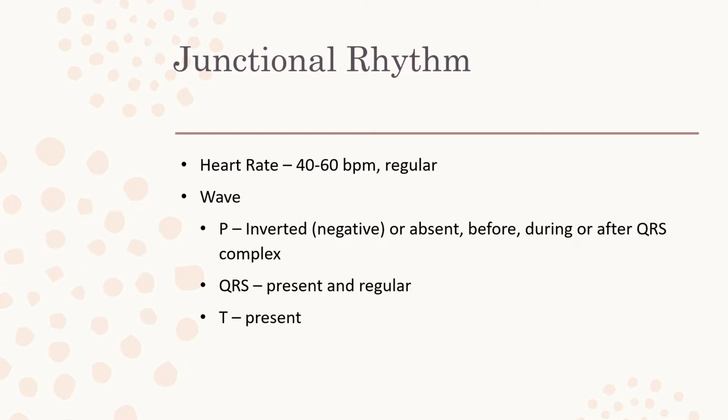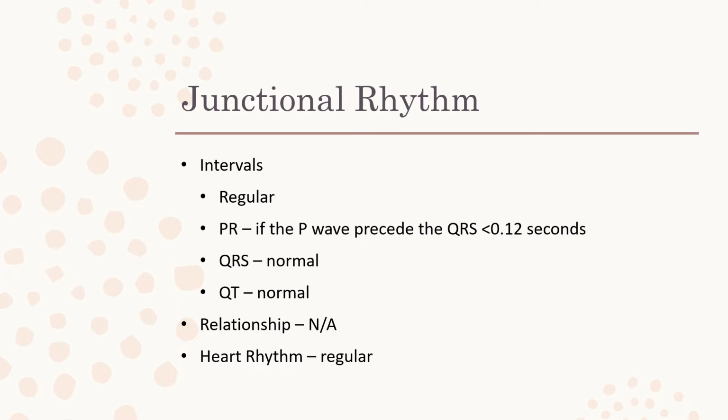So the characteristics of junctional rhythms: the heart rate is 40 to 60 beats per minute, and it's regular. In terms of the waves, the P wave can be an inverted, negative deflection, or absent. It can occur before, during, or after the QRS complex. The QRS is present and regular, and the T is present. If we look at our interval measurements, the intervals are regular.